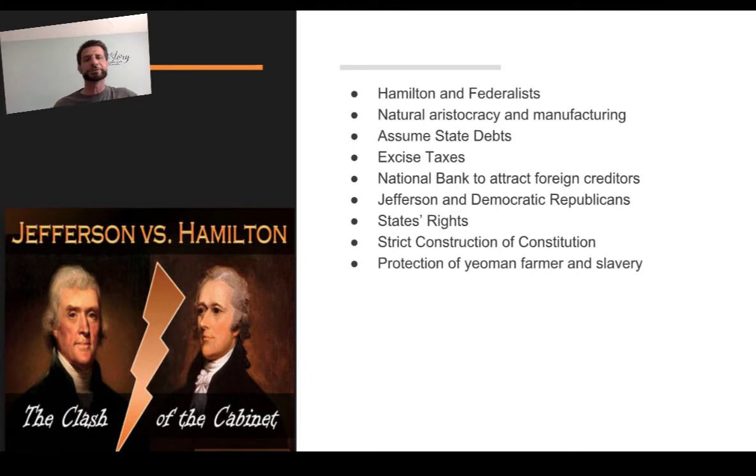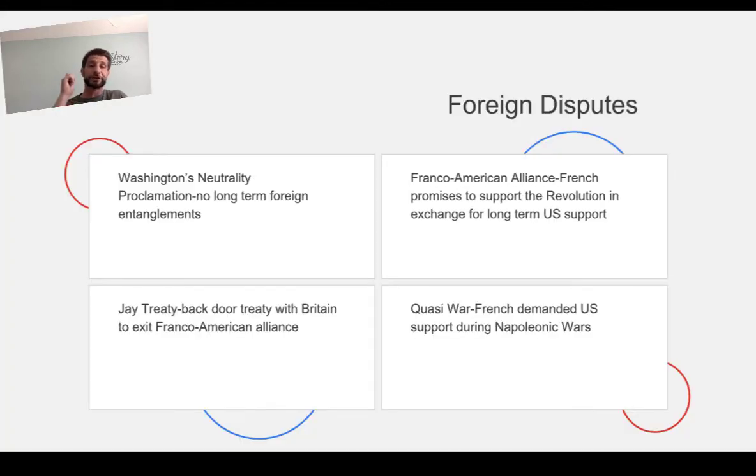So in the midst of all this, after this is passed, we not only have the domestic side, we also have the foreign side, and we got to remember that. And the foreign side is established by Washington's Neutrality Proclamation. Remember, he says no long-term foreign entanglements. And why is he saying this at the time? Well, because of the Franco-American alliance.